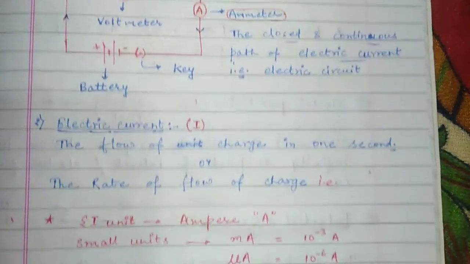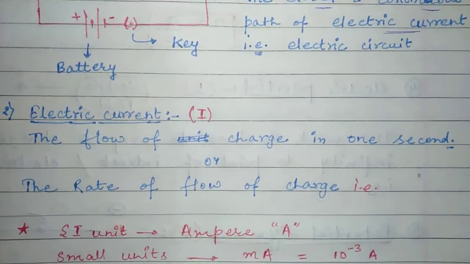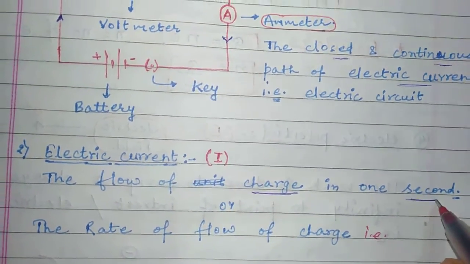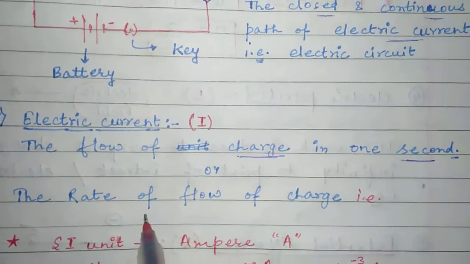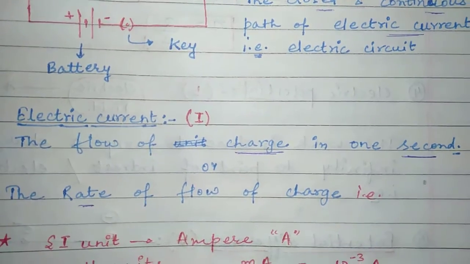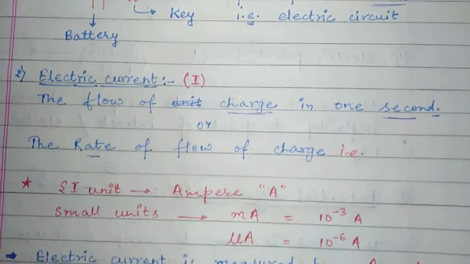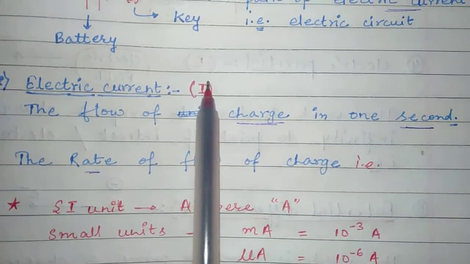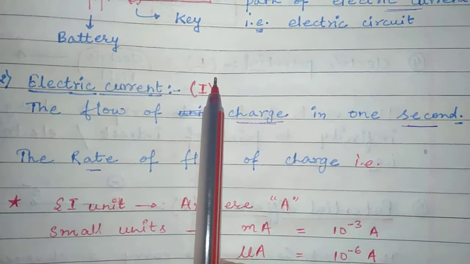Then students, we will discuss the electric current. Electric current is the flow of charge in 1 second, or we can say the rate of flow of charge. Rate means per time, and the time is 1 second. So charge is flowing, and that is electric current, and electric current is denoted by I.